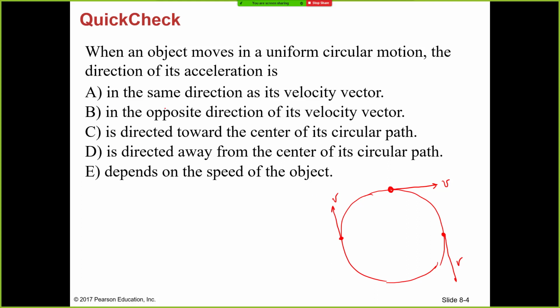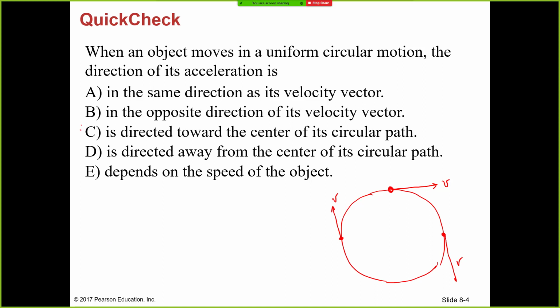So then what can you say about the acceleration, the direction of acceleration? Is the direction of acceleration the same as the direction of velocity, or is it opposite to the direction of the velocity? Is it directly towards the center of its circular path? Is it directly away from the center of the circular path? Depends on the speed.